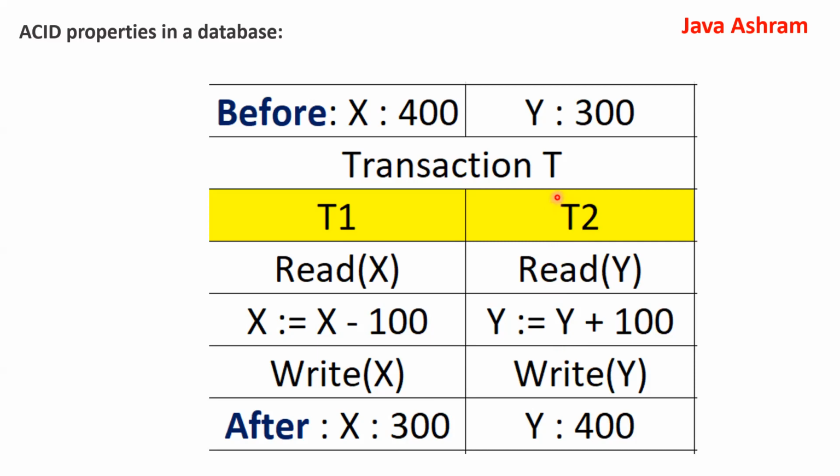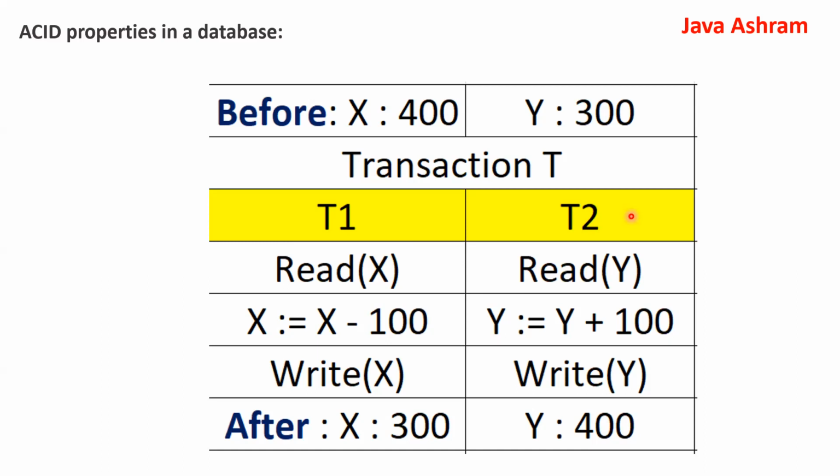So if T2 fails, T1 will also roll back and it will maintain the state whatever it was. So it will be 400 and 300 only, if either of the transactions T1 or T2 fails. So this is atomicity: either the whole transaction will pass or it will not happen at all. This is called atomicity.